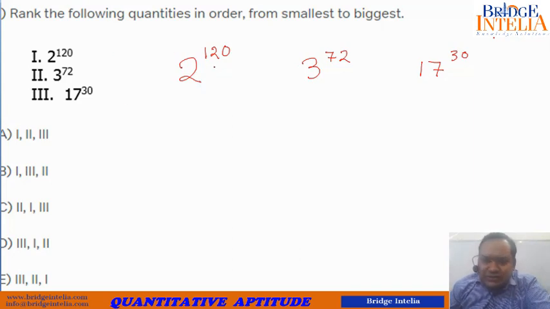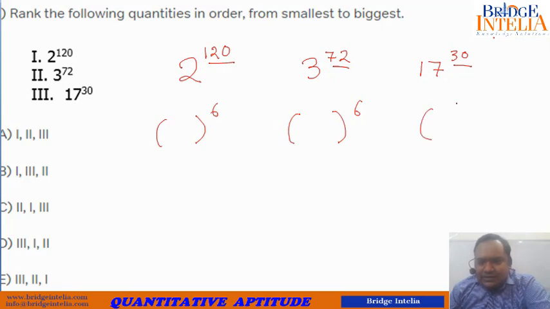Now look at the choice of power. So exponents are 120, 72 and 30. So what can you do? Now see, take the HCF of these numbers 120, 72 and 30. What is the HCF? It is actually 6. So what does this mean? It means that you can rewrite this as something to the power 6, something to the power 6, something to the power 6, and then try to compare.